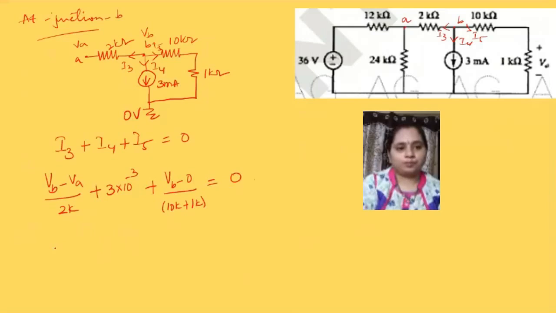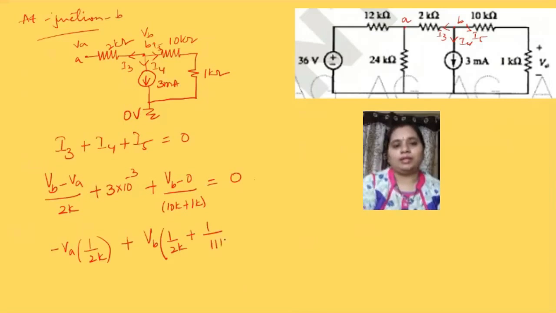So we'll just simplify it. So minus VA into 1 by 2K plus VB into (1 by 2K plus 1 by 11K), which is equal to minus 3 into 10 power minus 3.